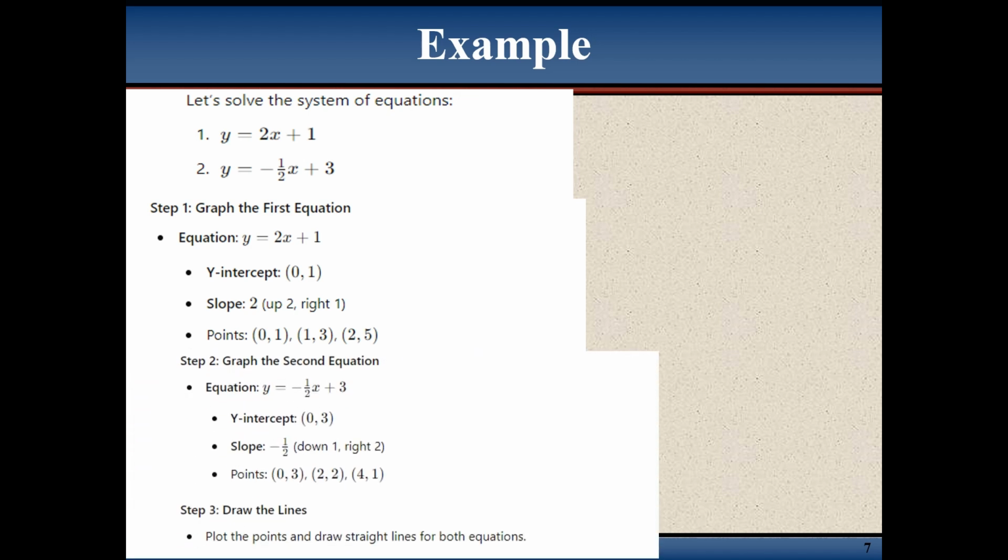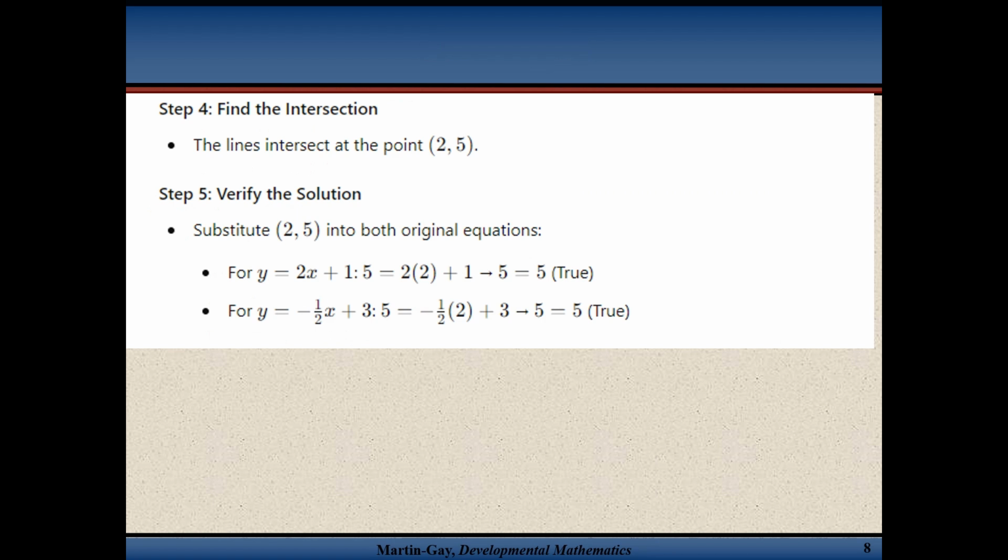Step 2: graph the second equation. The equation is y equals negative 1/2 x plus 3. The y-intercept is (0, 3). The slope negative 1/2 means down 1 and right 2. So the points are (0, 3), (2, 2), and (4, 1). So plot the points and draw a straight line through them for both equations.